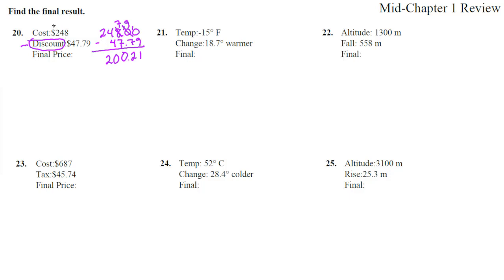So we're in dollars and cents, so make sure dollars gets on your answer. It's $200.21. Okay, next one. The temperature is negative 15 degrees Fahrenheit, and it's going to go warmer, which is a plus. So that is plus 18.7. Now notice that these are opposite signs, the negative and the positive.